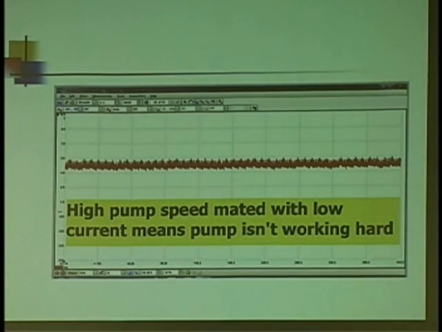If I notice that I have a really high pump speed, but the current is low, doesn't that mean that the pump isn't working real hard? Pumping air. Yeah.